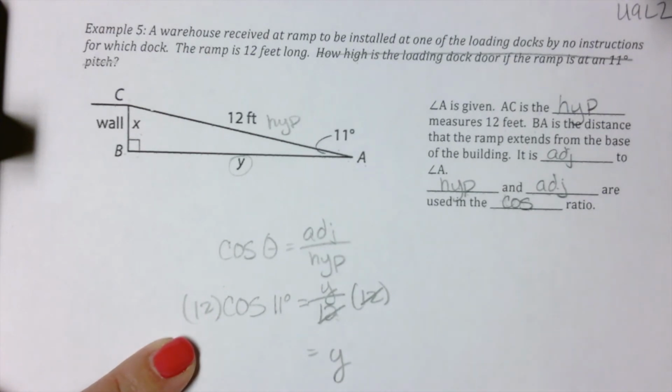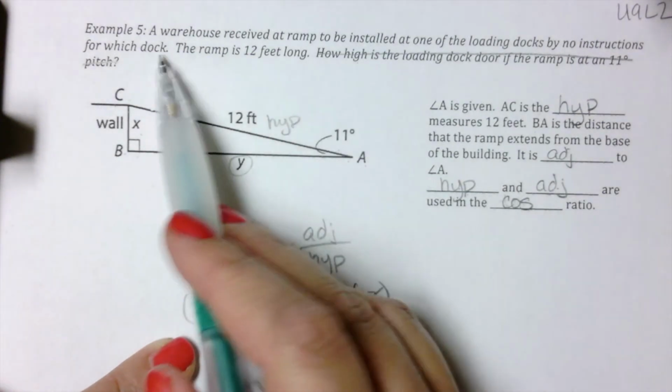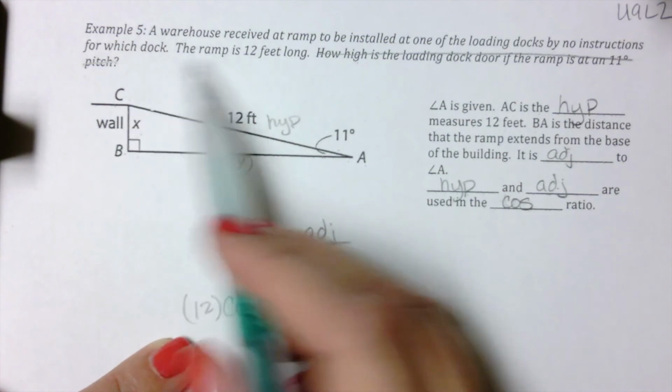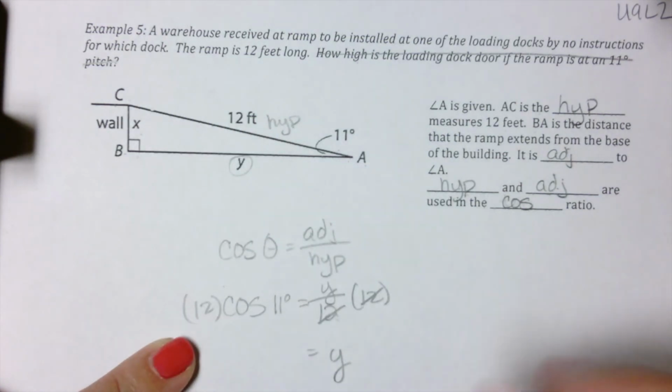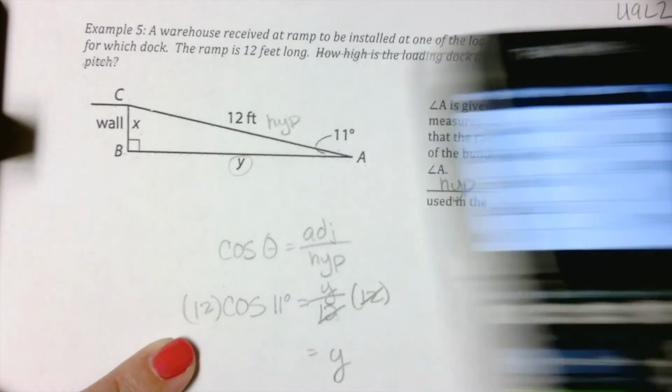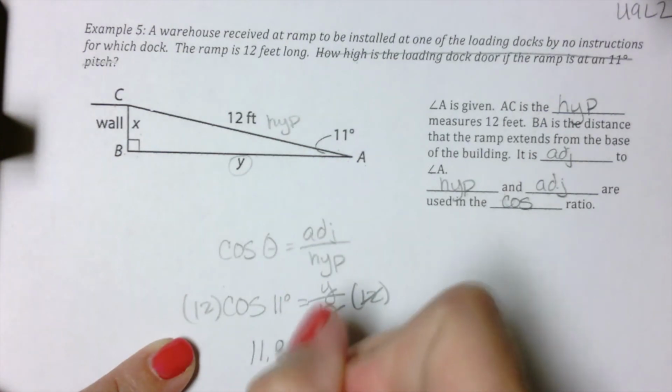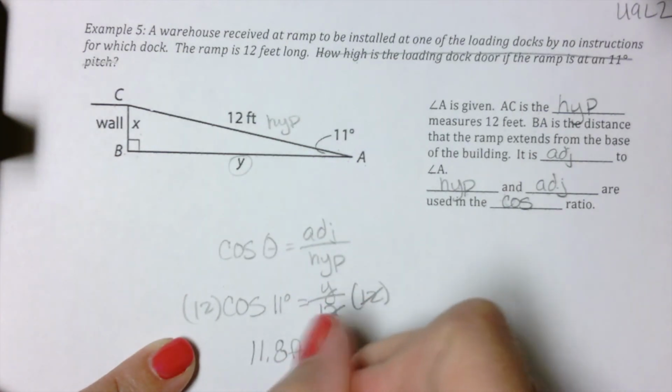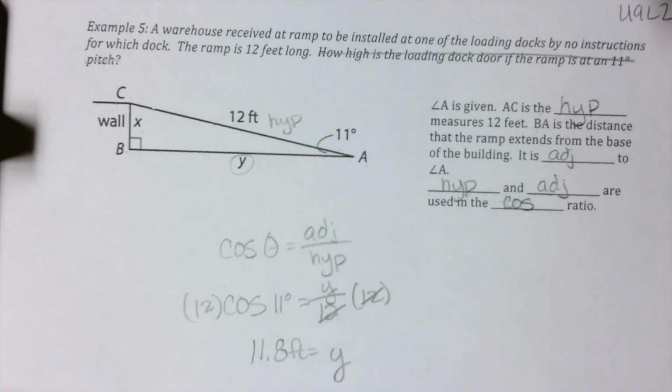And we get a big long decimal. And we're going to round. Does it tell us what to round to? Nope. If it doesn't tell us what to round to, we always round to the nearest tenth. And we got this big long decimal, 11.77. So that 7 tells me to round that first 7 up to 8. So my ramp is going to extend 11.8 feet from the building.